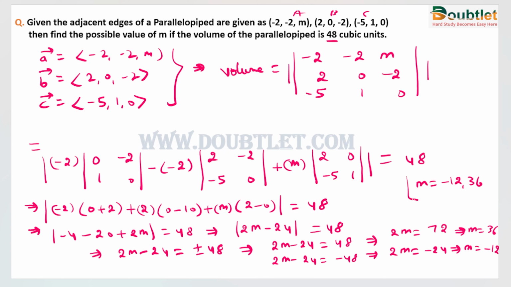If we put either of the values, minus 12 or 36, we will get the volume as 48 cubic units. So this is how we have solved this question. This is of a different concept. Here the volume is already given and we have to find the value of m. But we will apply the similar formula everywhere the volume of a parallelopiped is asked. So this is how we are done with this video.